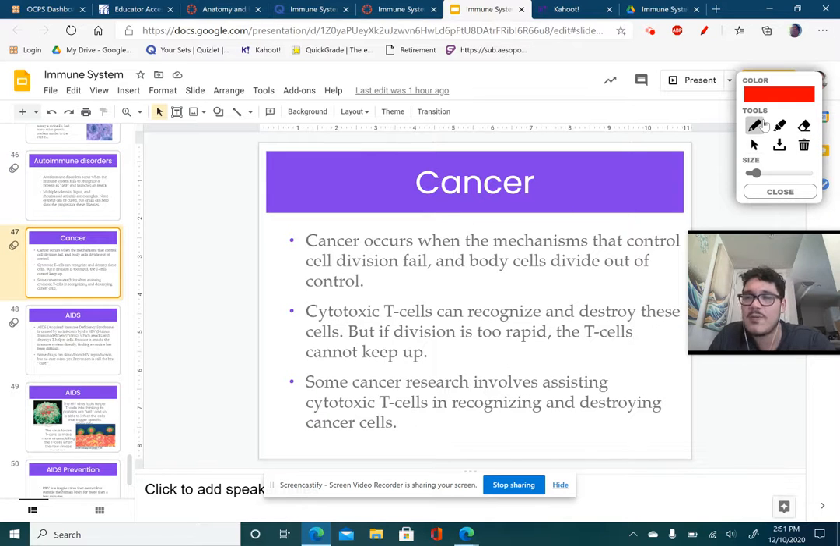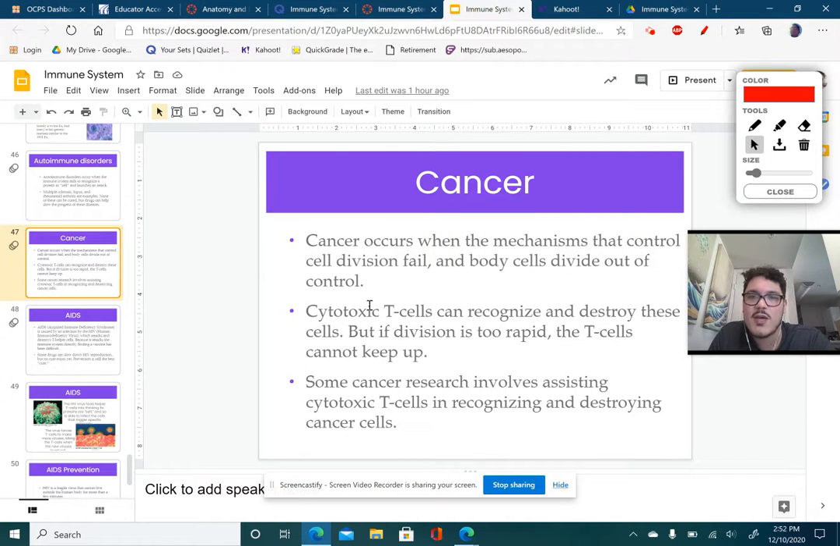Cancer. We've talked about cancer a number of times. We've talked about cancer in regards to lung cancer, skin cancer, bone cancer. But if you didn't know what cancer is by definition, here it is. Cancer occurs when the mechanisms that control cell division fail and body cells divide out of control. So if the cells are dividing rapidly out of control, that is considered cancer.